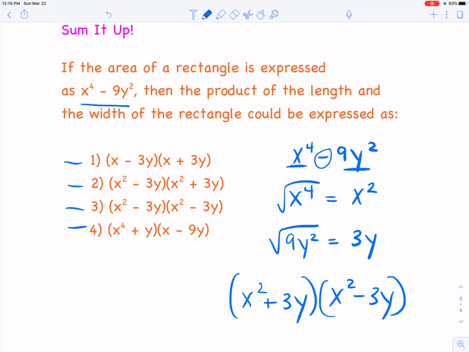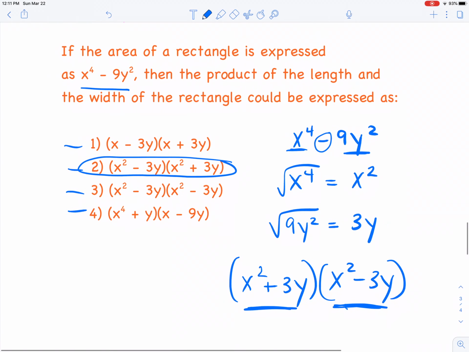So looking for my answer, I don't see a choice that looks identical, but this one has the same two factors, x squared minus 3y and x squared plus 3y, just in the opposite order. So that's a review of the difference of two perfect squares from the first part of the lesson that I put up on Friday. So now you're going to do the homework and we'll check that tomorrow. My next note is going to be on the note card.